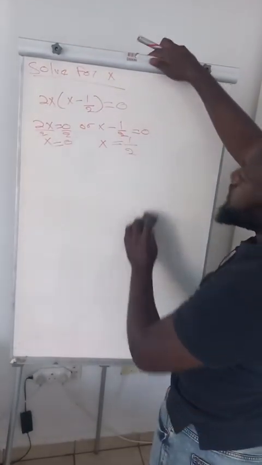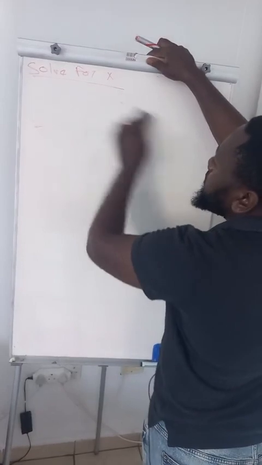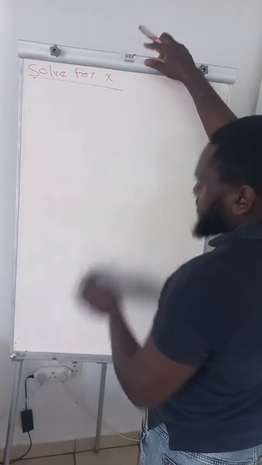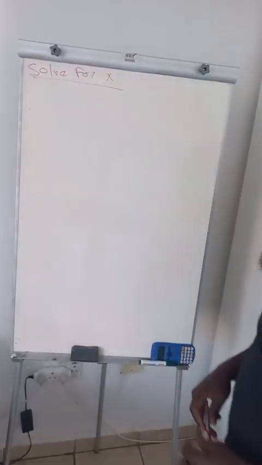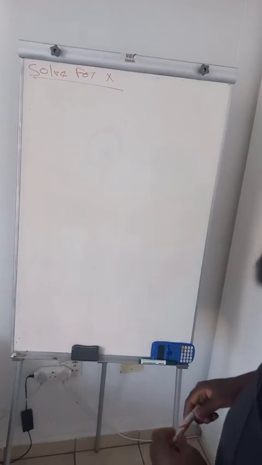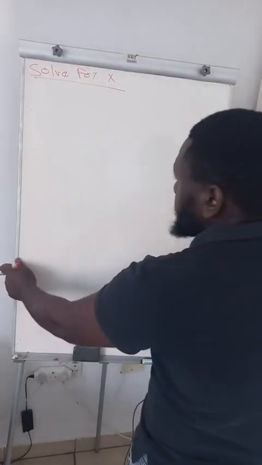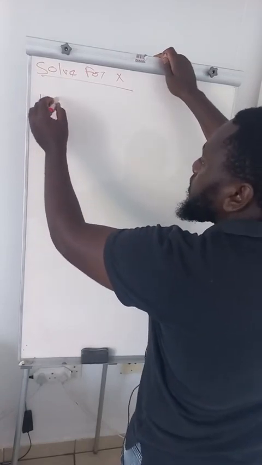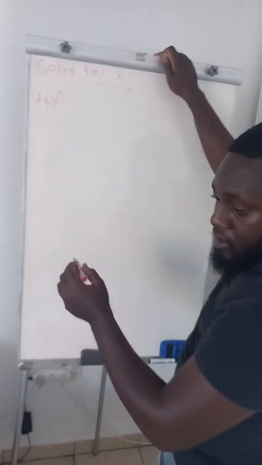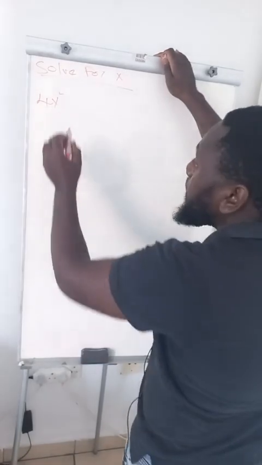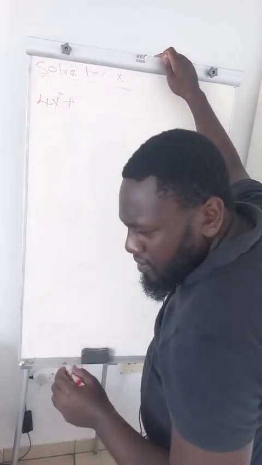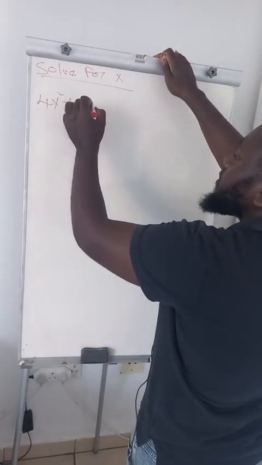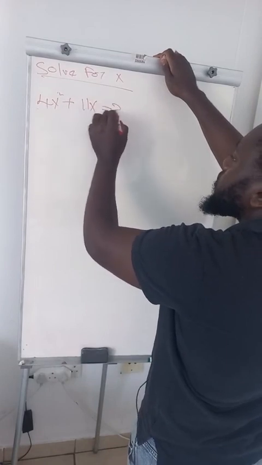And then let's come to another question. Coming to the next question, you will have something like this. It will say 4x squared, and then plus 11x is equal to 2.